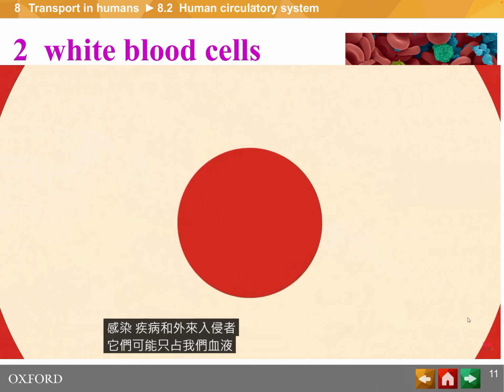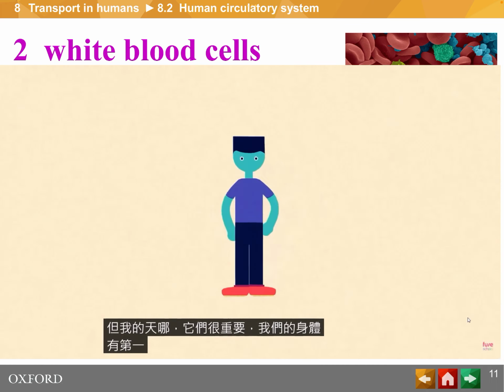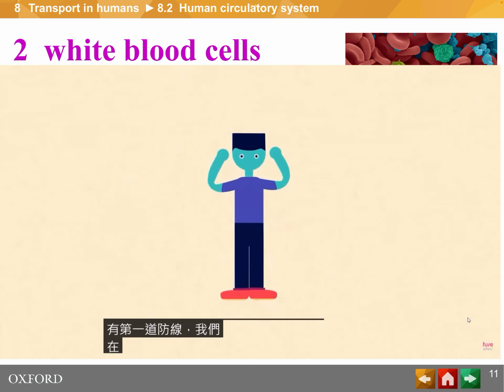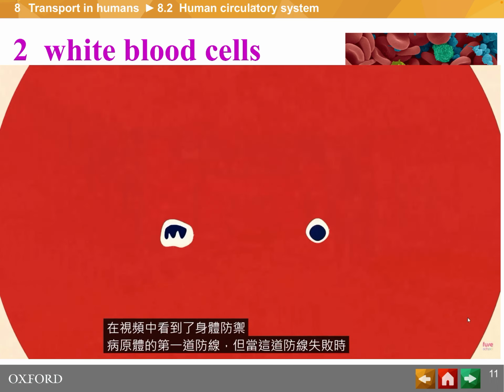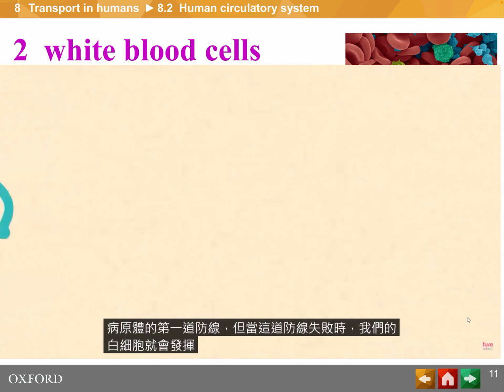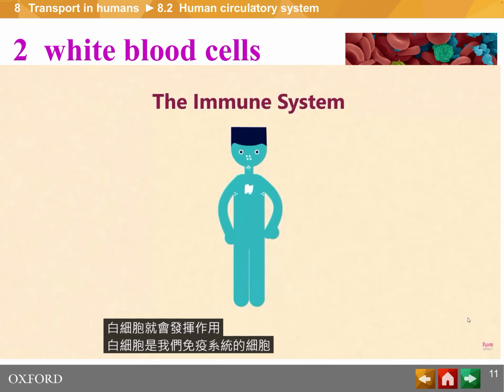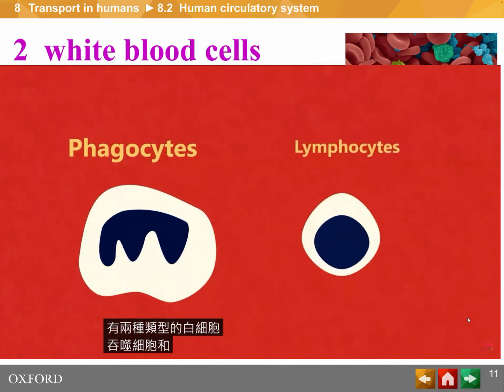They may only make up 1% of our blood, but my gosh, they are important. Our body has a first line of defense, which we saw in the video on body defense against pathogens. But when this fails, our white blood cells kick into action. White blood cells are the cells of our immune system. There are 2 types of white blood cells, phagocytes and lymphocytes.